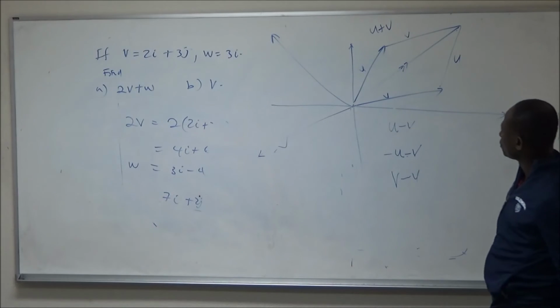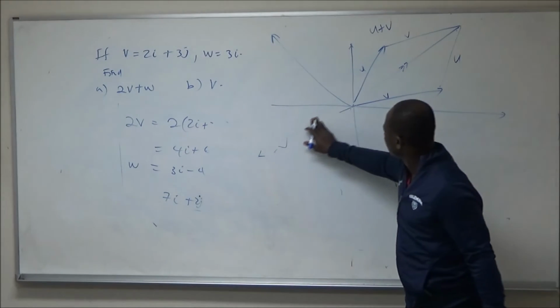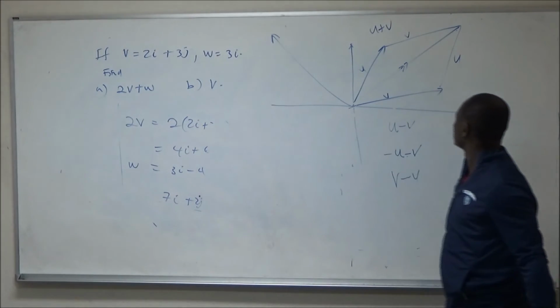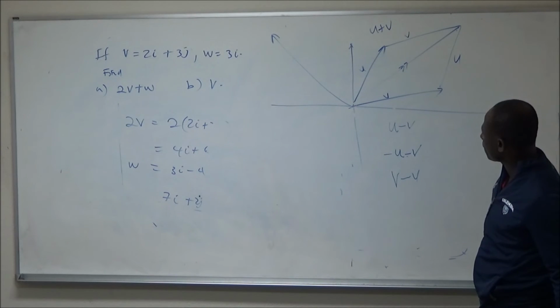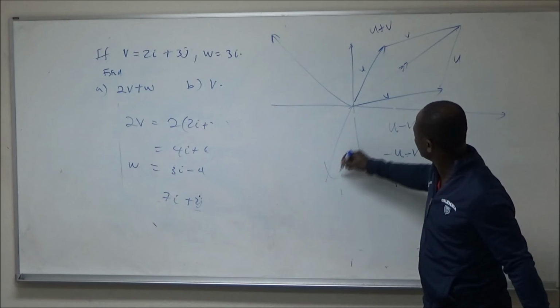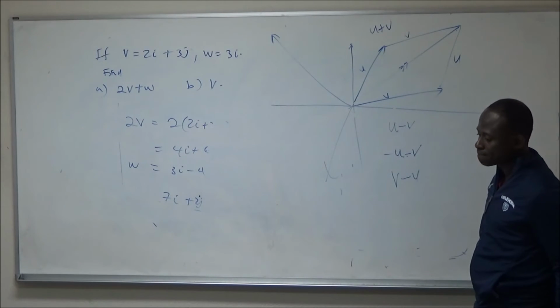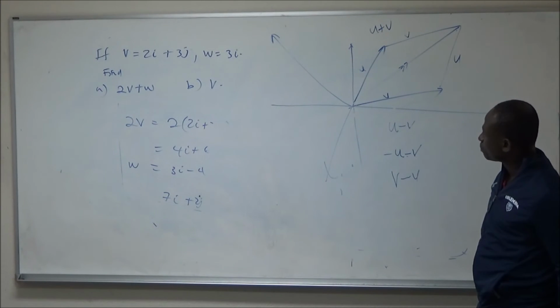How do you do v minus u? Try it first and let's see. V minus u. So minus u comes down this way, and therefore this is somewhere like that. Okay. That is super cool.